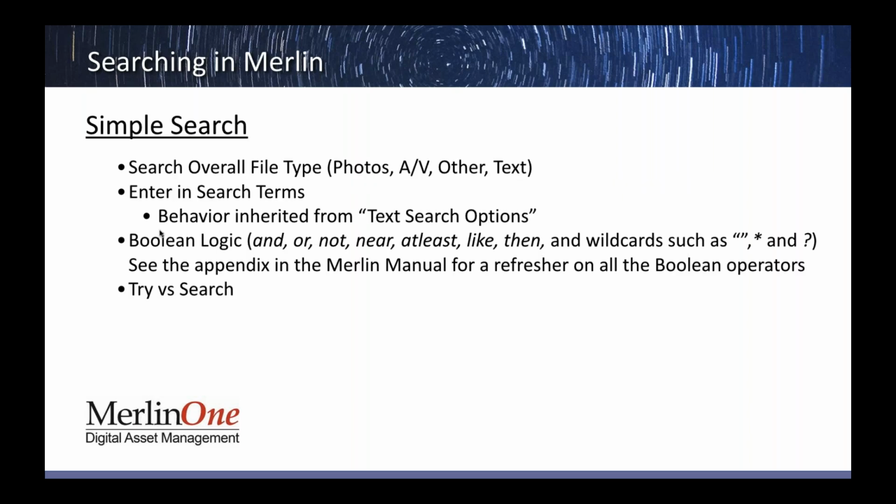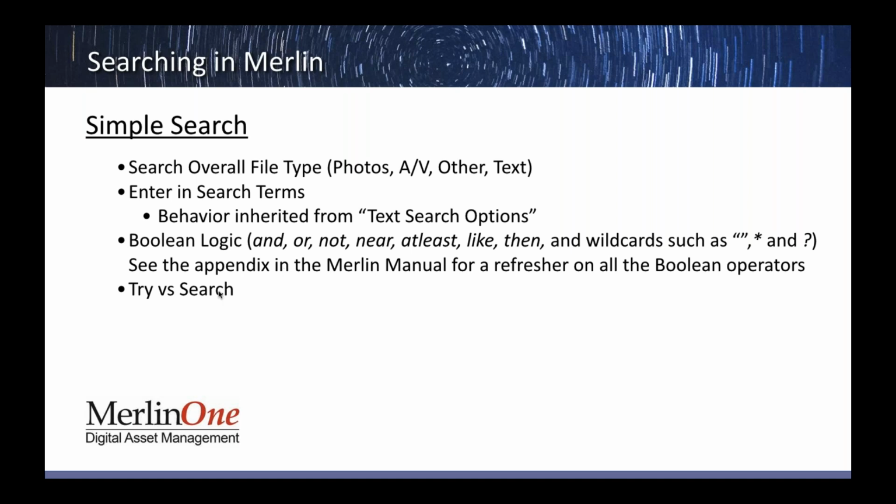All right. The other thing we're going to talk about a little bit in depth is simple searching. And this is probably how most people use Merlin. We're going to talk about how you can search for the 4 overall file groupings of photos, audio, visual, other, and text. We're going to talk about how to enter in search terms and how those search terms behave. It is inherited from the text search options, which I'll show you. I'm also going to show you how you can use Boolean logic. Some of you may be familiar with this, and it's really, really powerful.